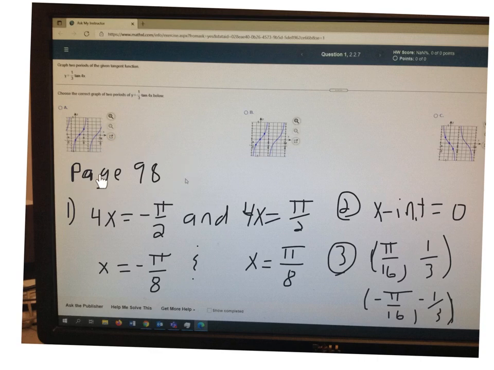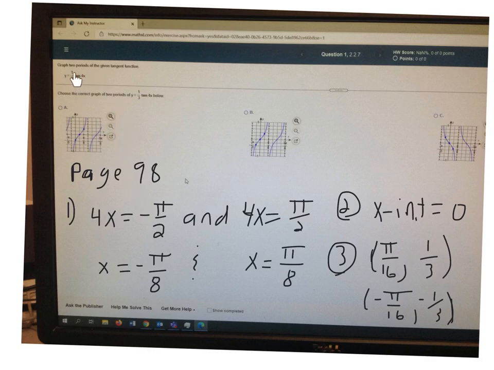If you look on page 98, they give you 4 steps for graphing these, and they break it down really nicely. I've got the first 3 listed here, but on page 98, they list the 4 steps, and they have a really nice example following that. I think the book's really excellent. You want to take a look at that.